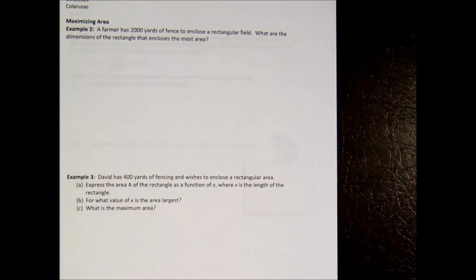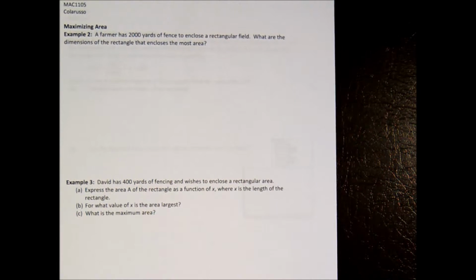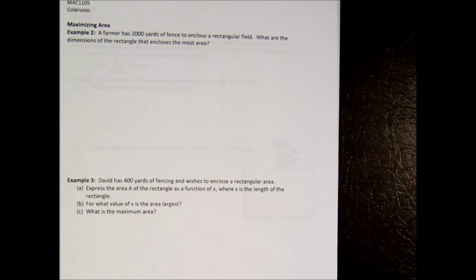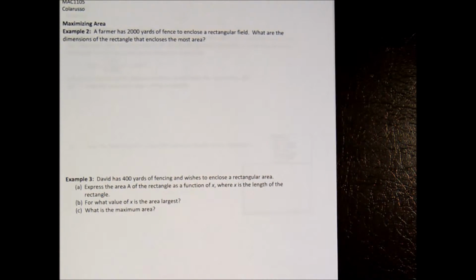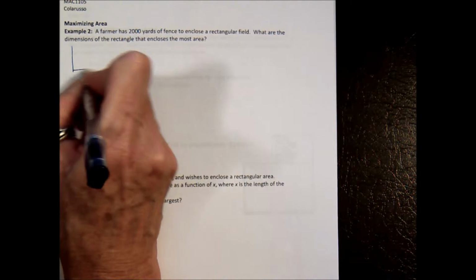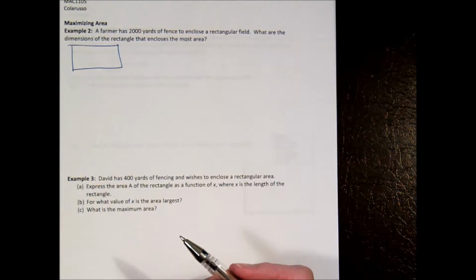So he wants to get that fence around the perimeter of the rectangular field in a way that he has the most area inside. So I'm first going to draw a little sketch of a rectangle. I don't really know what it's going to look like. It might be more square. It might be longer and skinnier. I don't know. We're going to call this width, and we're going to call this length.